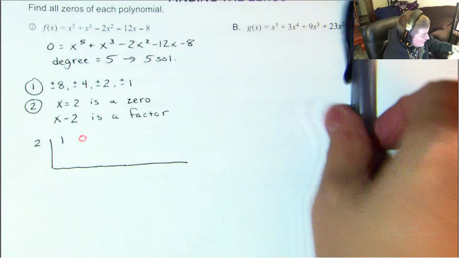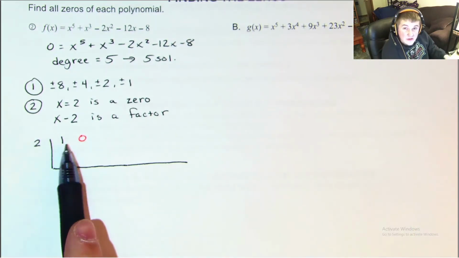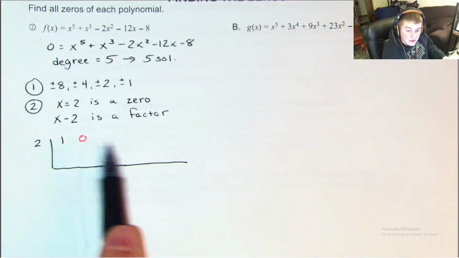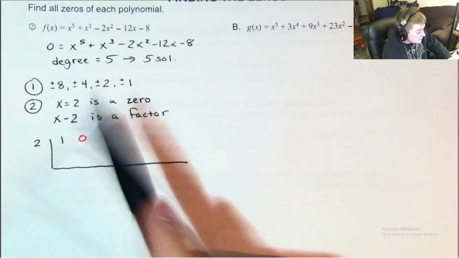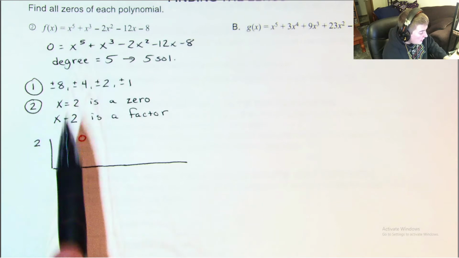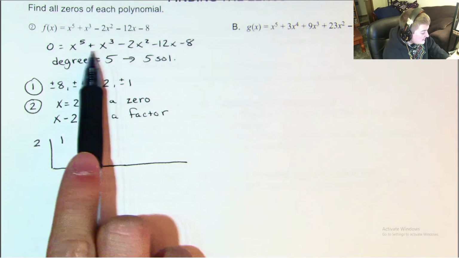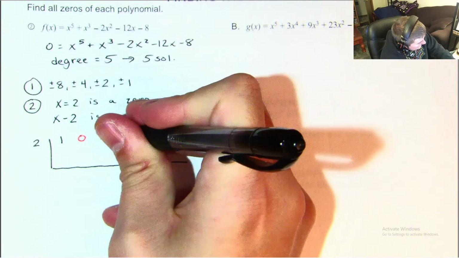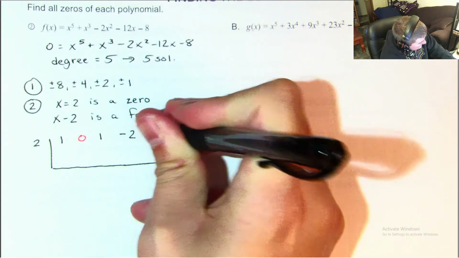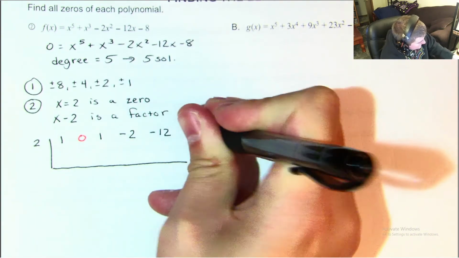How come? If you recall from synthetic division, we go from highest degree to lowest degree, and you need to include all degrees. This one is missing a degree of 4, and so that means it's 0x to the 4th. And then x to the 3rd, x to the 2nd, x to the 1st, constant value.